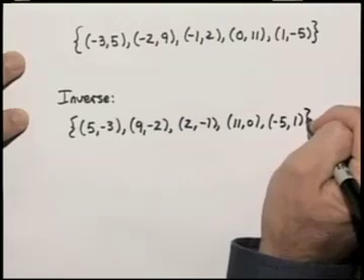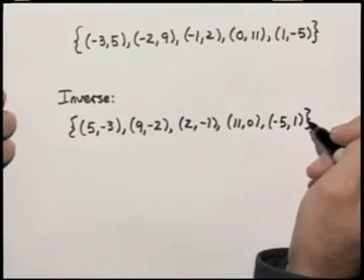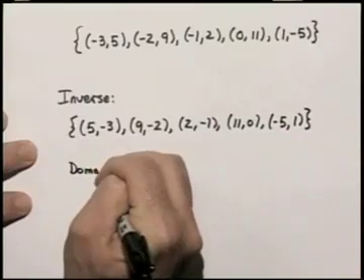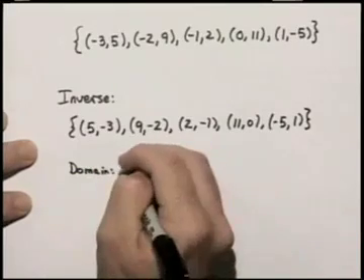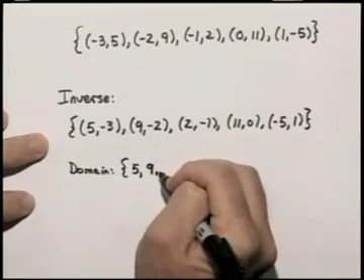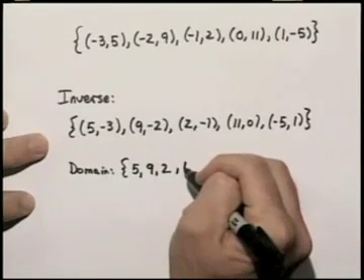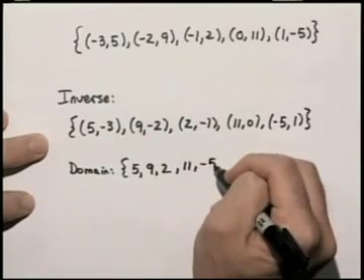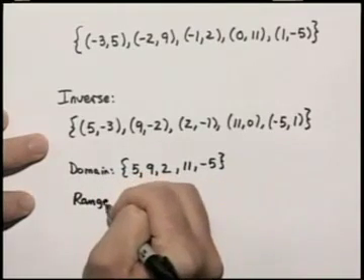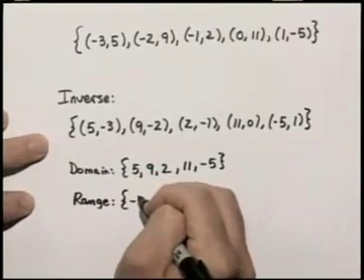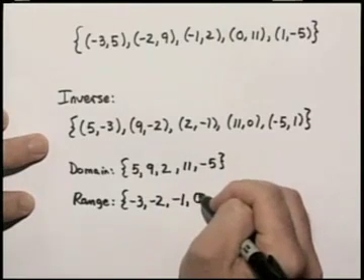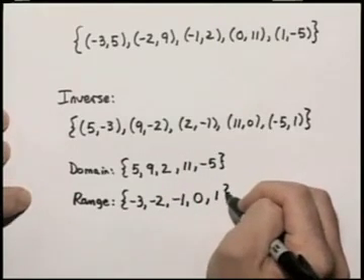Now what we want to do is determine the domain and range of the inverse. The domain of the inverse is going to be the set of all inputs, which is 5, 9, 2, 11, and -5. The range is the set of all outputs, which is going to be -3, -2, -1, 0, and 1.